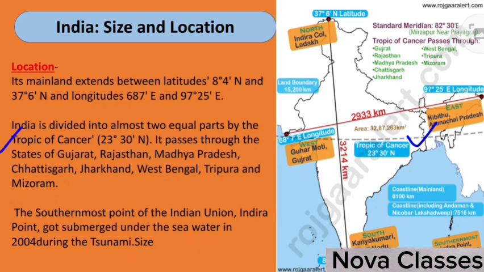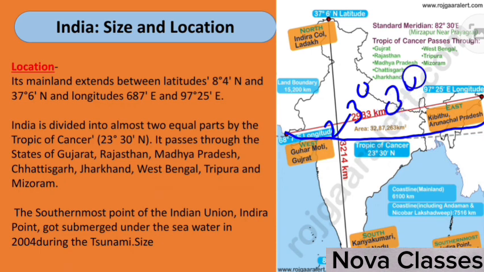What we call them? That is the Tropic of Cancer. The Tropic of Cancer divides India into two halves. Once again, I am just showing you, you can see that it is an imaginary line. At what degree is that? That is 23 degrees 30 minutes north. What is that? 23 degrees 30 minutes north. So that is the line, the Tropic of Cancer.